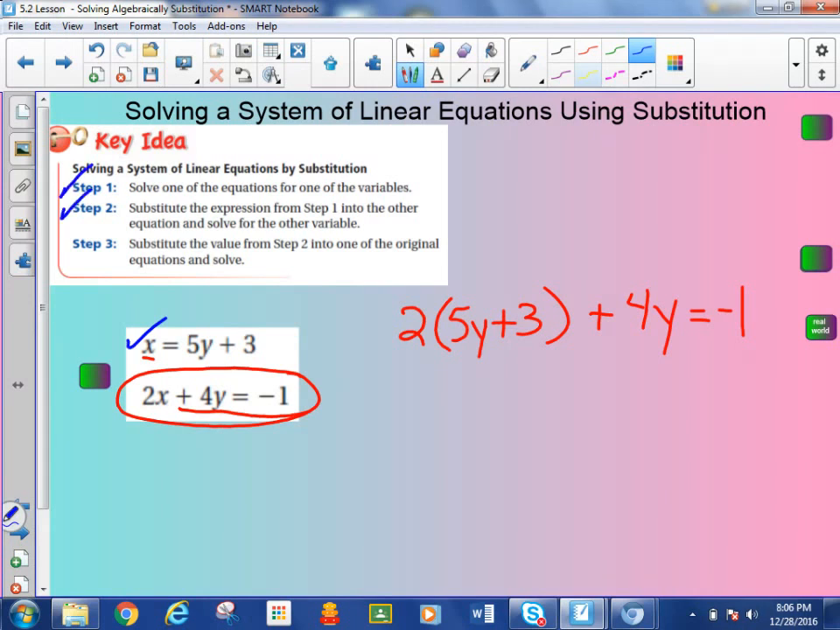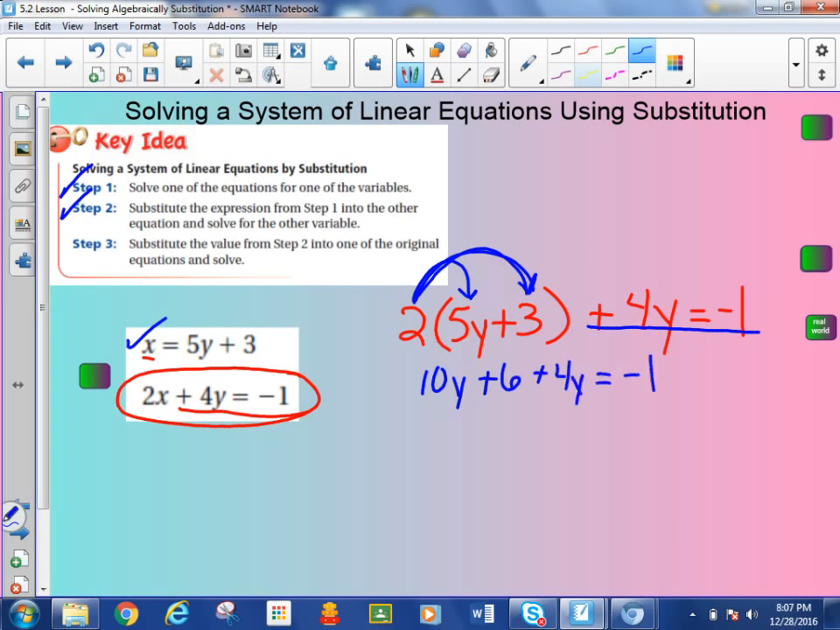So now we're going to go ahead and solve for that part of it. So we're still in the back part of that step 2. So we're going to distribute. Okay, distribution is multiplying. So 2 times 5 gives me 10y. 2 times 3 is 6, so plus 6. And then I'm going to write the rest of the equation. Plus 4y equals negative 1.